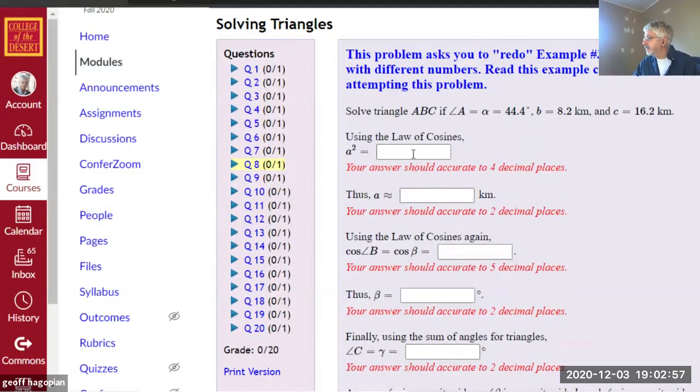The problem, or the one I'm having trouble with, is where it says using the law of cosines again, find cosine of b is equal to cosine of beta. I got 0.74787 and I got beta correct. So I don't know what I'm doing wrong to get that wrong, because I got all the other ones right. Okay, well let's take it from the top so I can be oriented as to what we're doing.